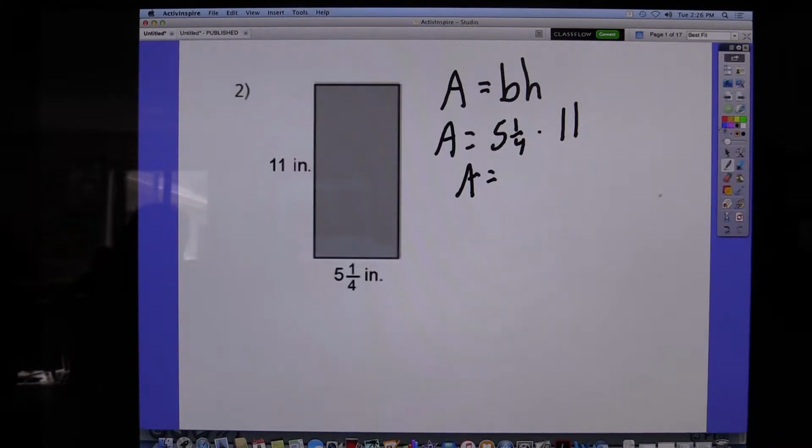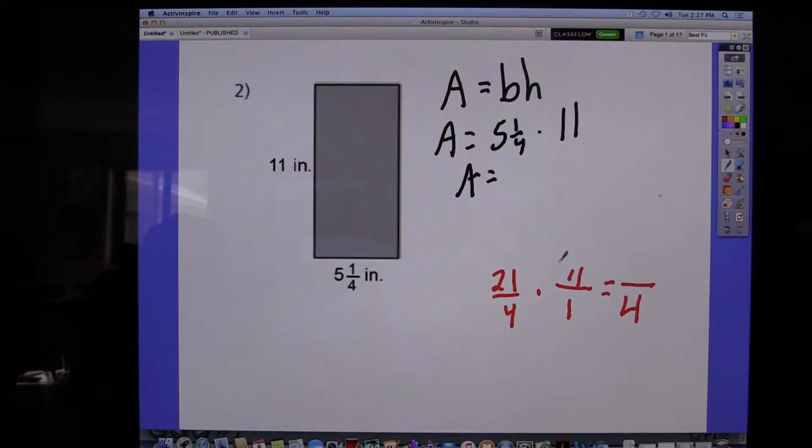I'm going to change the color to red. All right, let's say that I take this 5 1/4 and make it an improper fraction. 4 times 5 is 20, 20 plus 1 is 21 over 4. To make the whole number 11 an improper fraction, I just have to say 11 over 1. Now I say 21 times 11 and 4 times 1. Well, 4 times 1 is 4.